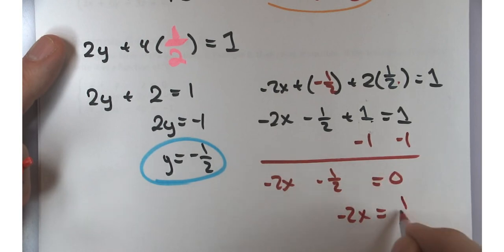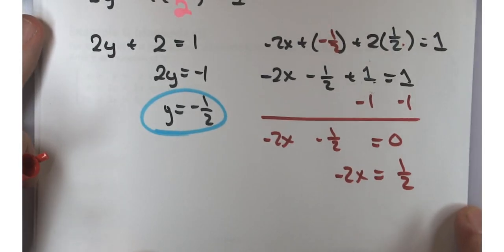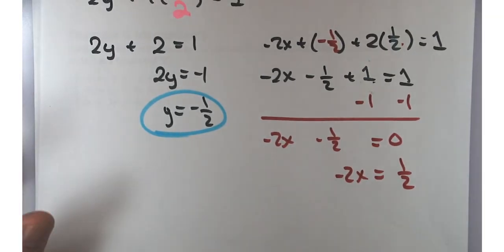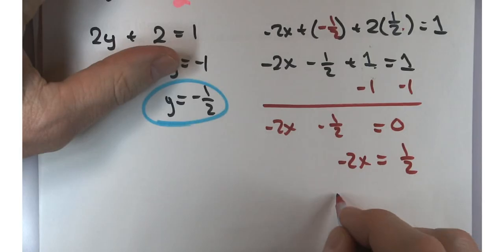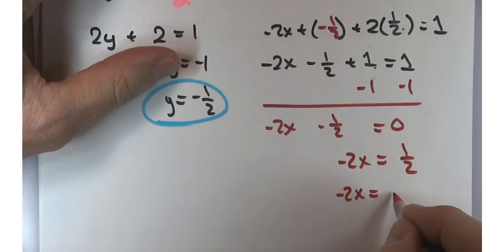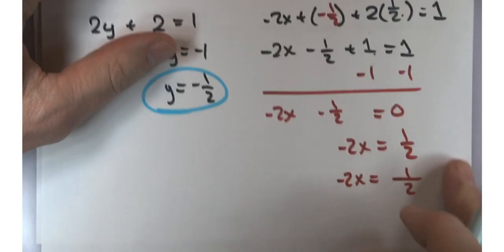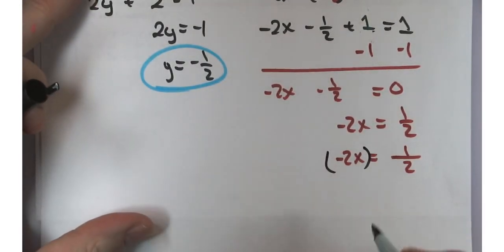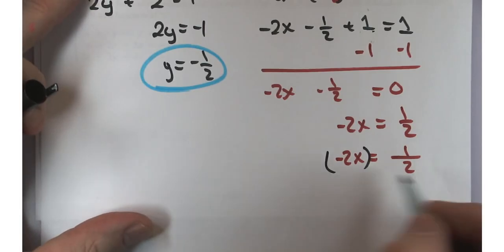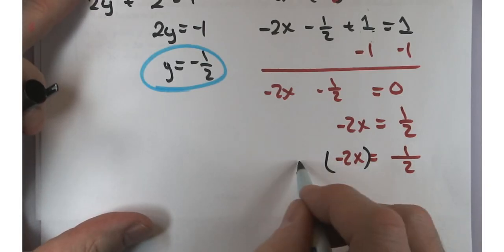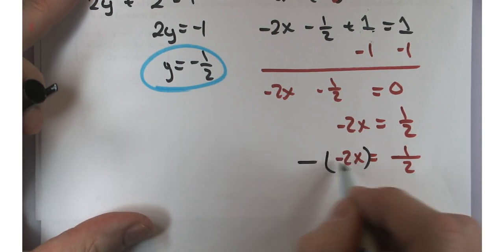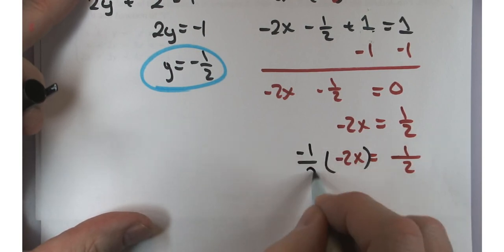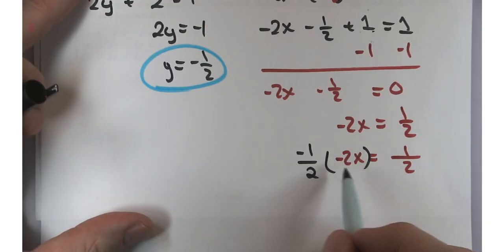Negative 2x equals 1/2. And right here, a lot of you might get a little bit flustered because you're like, oh, I got to divide 1/2 by negative 2. And I get it. Yeah, well done. But if you're not really all that comfortable with fractions, let me suggest a slightly different approach. If you don't want to divide the fractions, you can multiply both sides by the reciprocal of negative 2. So negative 1 over 2 is the reciprocal of this.